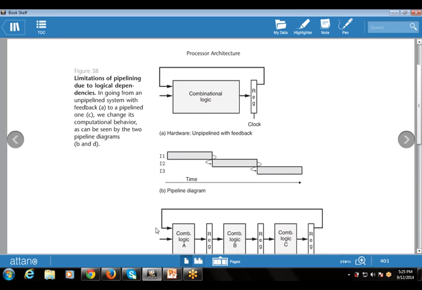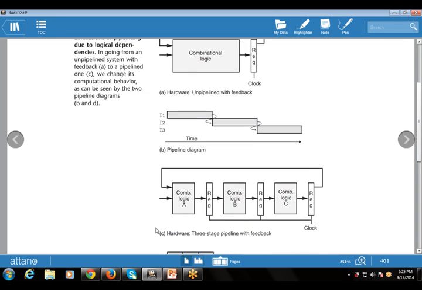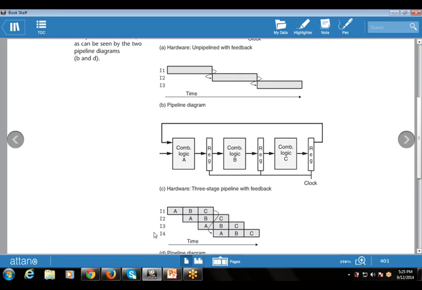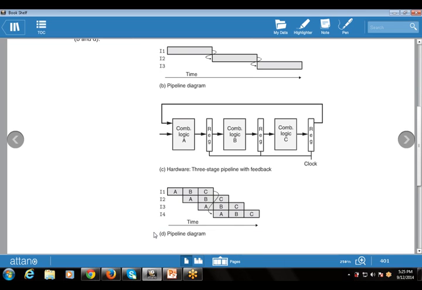These are the limitations, due to the logical dependency, where one value or one instruction depends on another instruction.